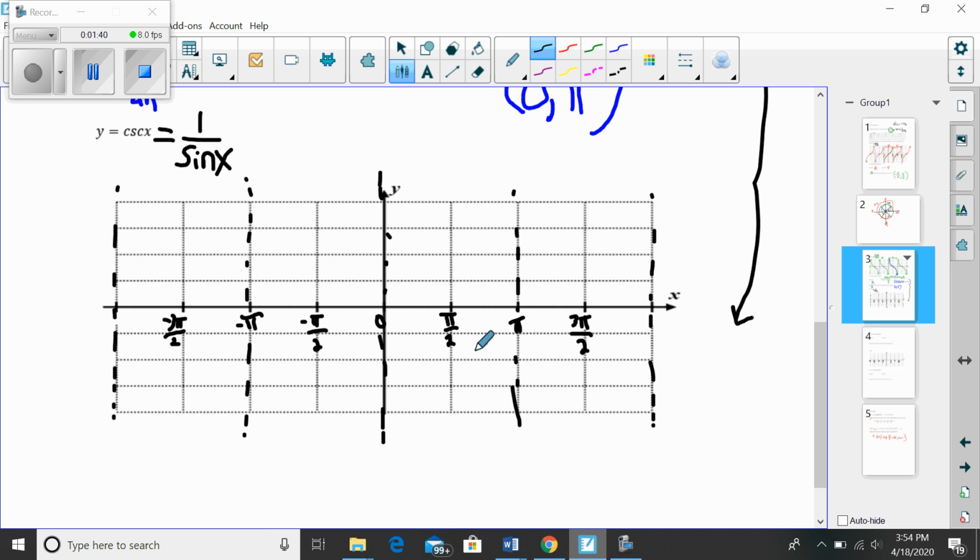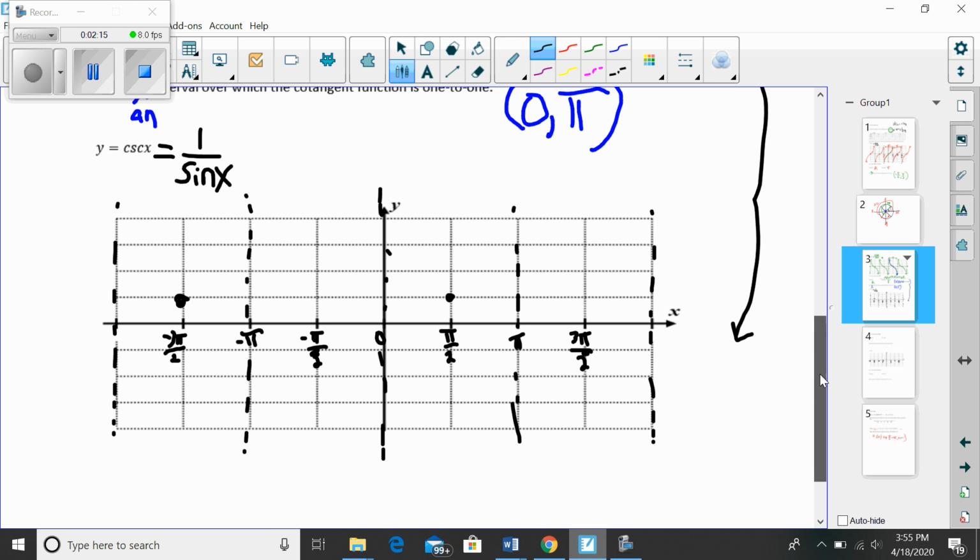And then I have to look at where sine is 1. Sine is 1 at pi over 2. Sine is -1 at 3 pi over 2. The reciprocal of 1 is 1. The reciprocal of -1 is -1. And so then I'd have this, and I'd have this over on this side.